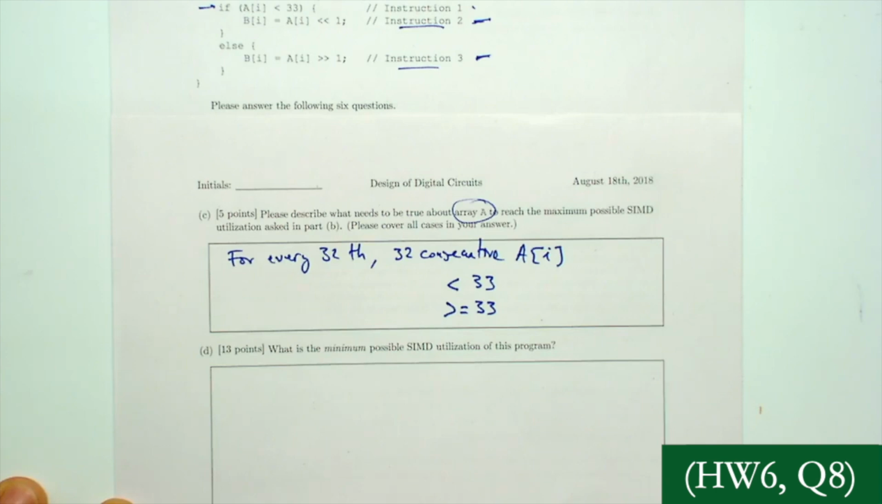I have one question. I understand why the answer is clear, but in some of the exercises, it wasn't for every 32 consecutive elements, but it said that it has to be true for all the elements in the array, that they are either all small or all big.